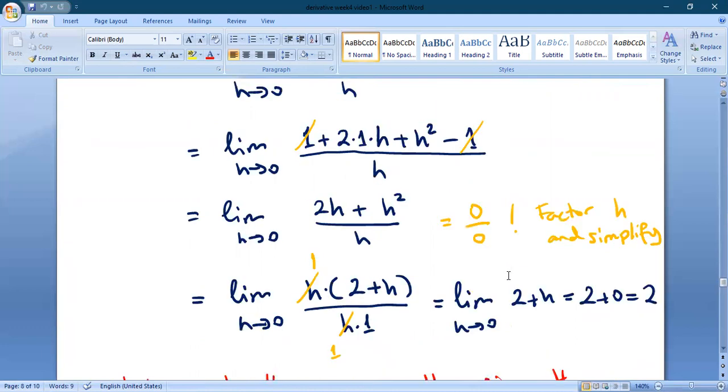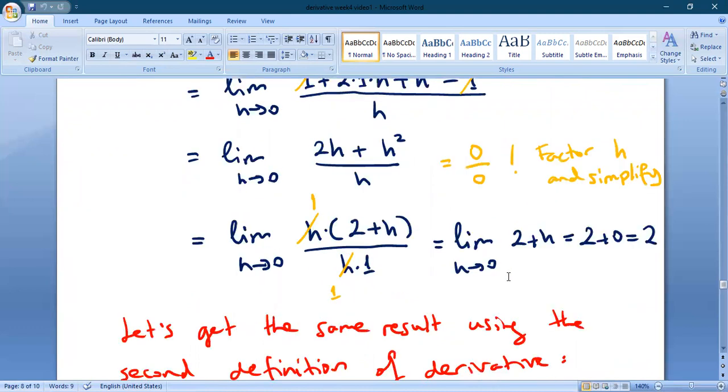So in this case, if we have a 0 over 0, we factor h and simplify. If we factor h on the top, then we are going to have h times (2 + h) over h times 1 on the bottom. Cancel the h's, simplify them with each other. Then we have the limit as h goes to 0 of 2 plus h. So h going to 0 will be giving us 2 plus 0, which is 2. So this is the slope of the tangent line to the graph of x squared at x equals 1.